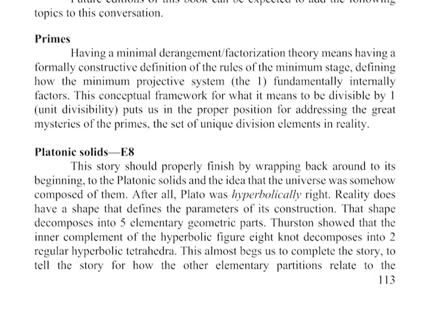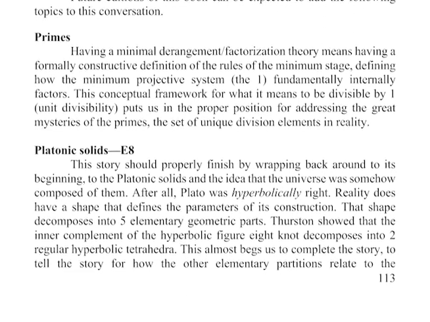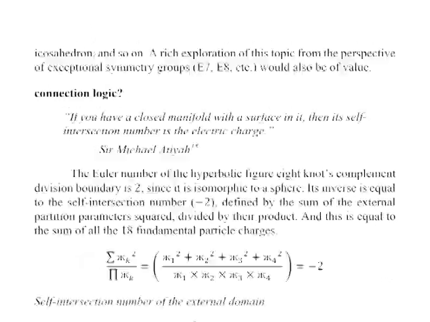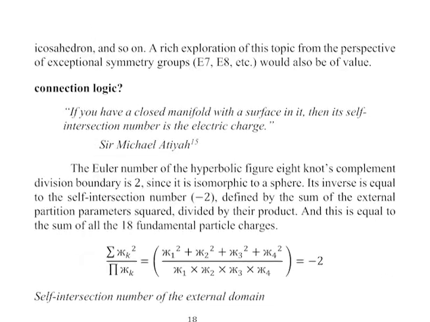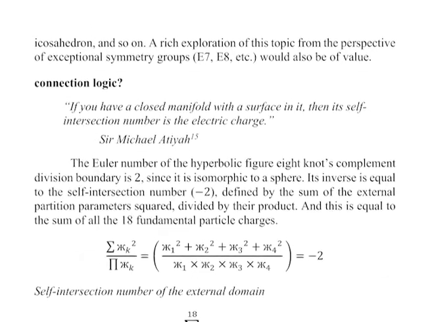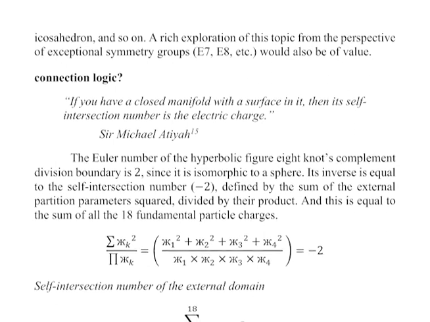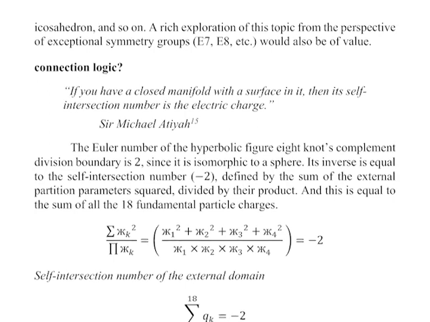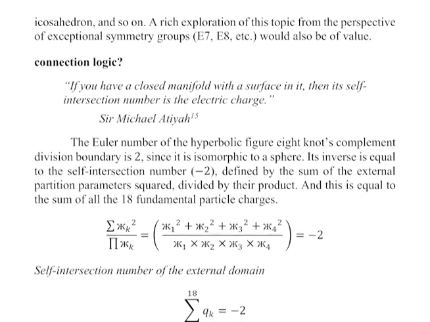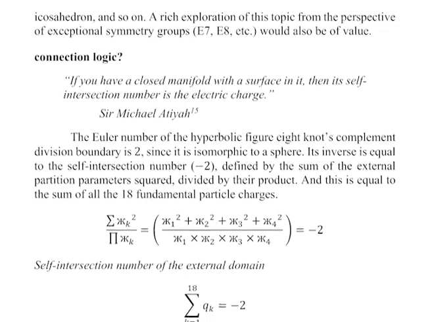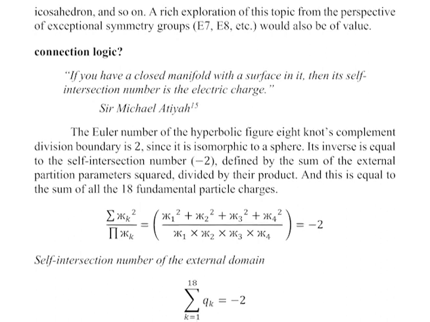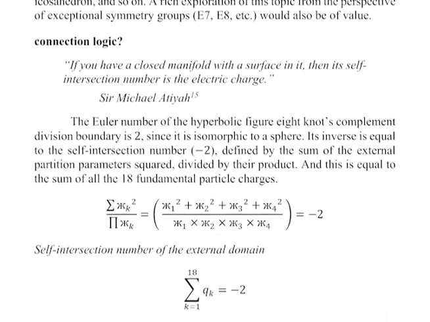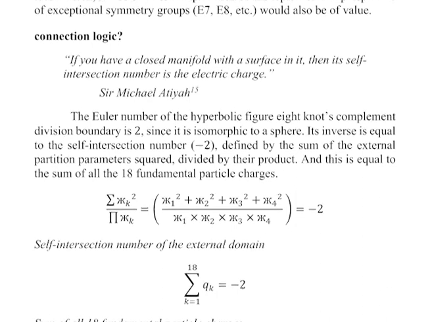This almost begs us to complete the story, to tell the story of how the other elementary partitions relate to the icosahedron, and so on. And of course, that story should really include a rich exploration of these exceptional symmetry groups, E7, E8, all those. So that's going to be a direction I go in the future. Also, it's going to be really important to work on the connection logic, and my think tank and I are going to be really focusing on this, but here's a little hint of the direction intended here.